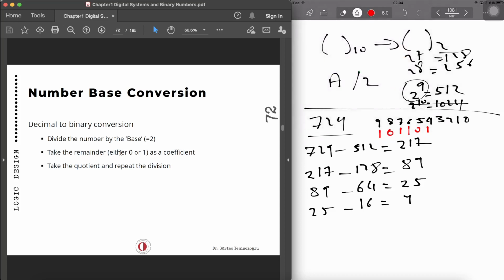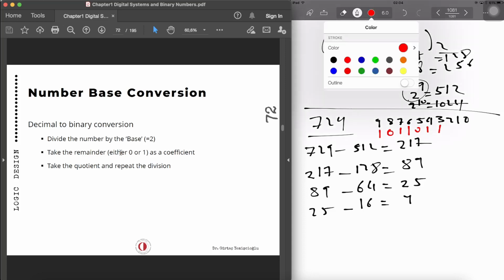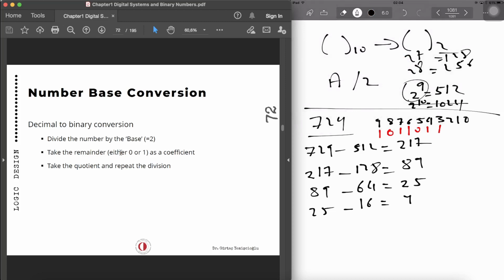Then 2 to the power 3 is 8, so it's going to be 1. So that's going to be 9 minus 8, it's going to be 1. And we just need 1 now. So in order to get 1, this is going to be 0, this is going to be 0, this is going to be 1. Okay, so then we end up with 1 minus 1, which is 0. So this is the value of 729 in base 2. Okay, for larger numbers, this is easier to use.